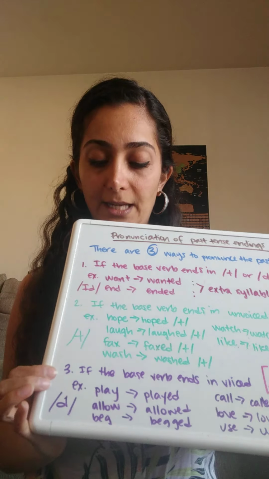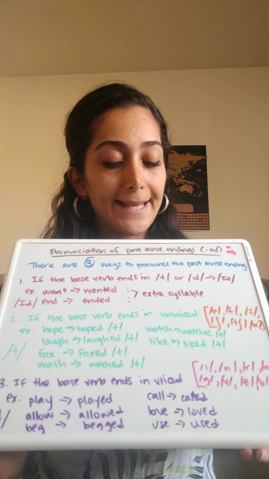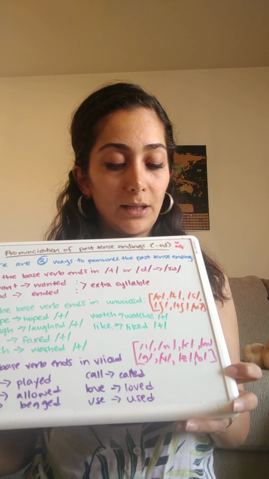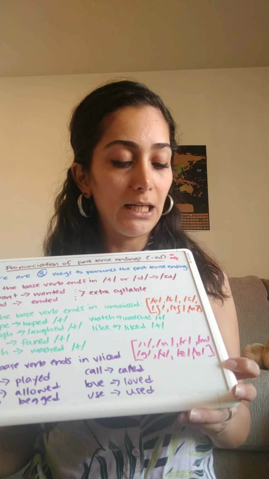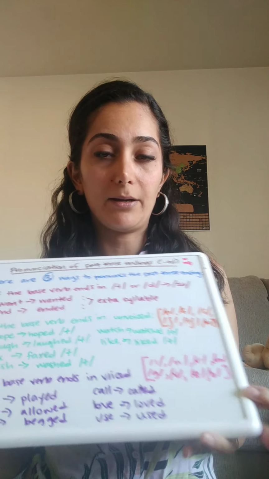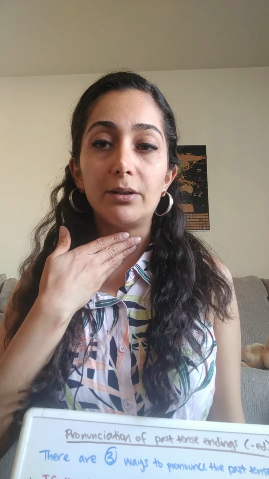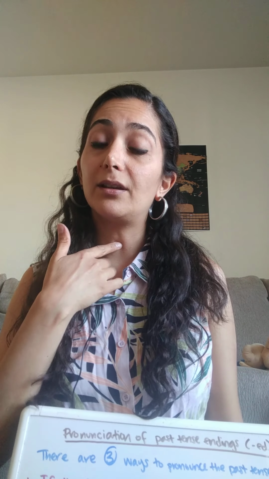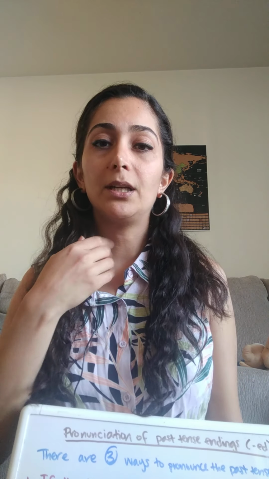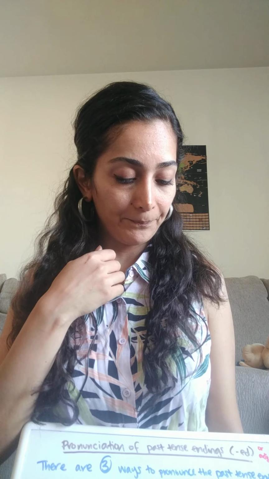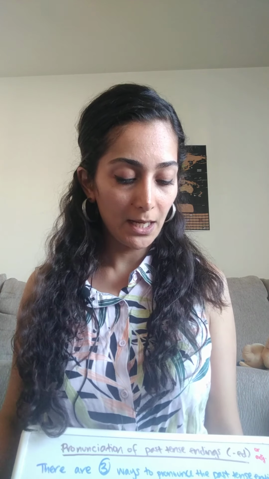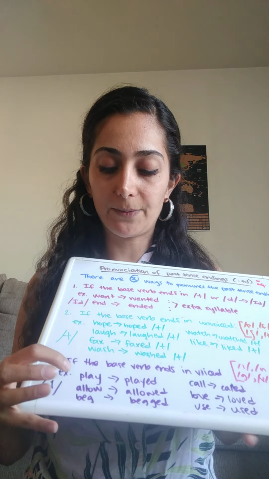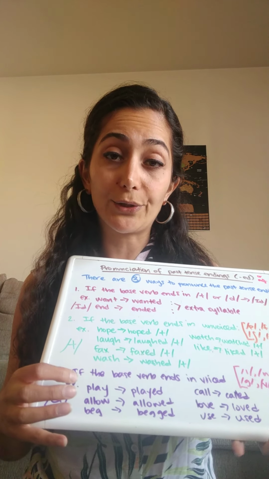And the last rule. If the base verb ends in a voiced sound, like n, like l, like g, like b, okay? When we make those sounds, b versus p, we have a vibration in our vocal cords for b. Same thing with z. S, that's voiceless, but z is voiced, okay? So let's take a look at some examples. Remember that vowels are also voiced.